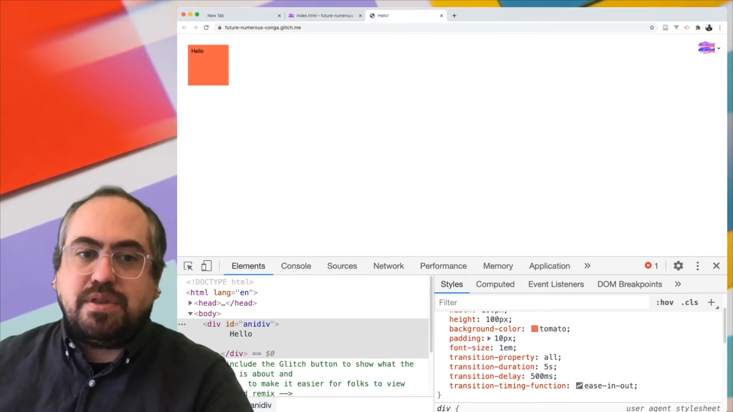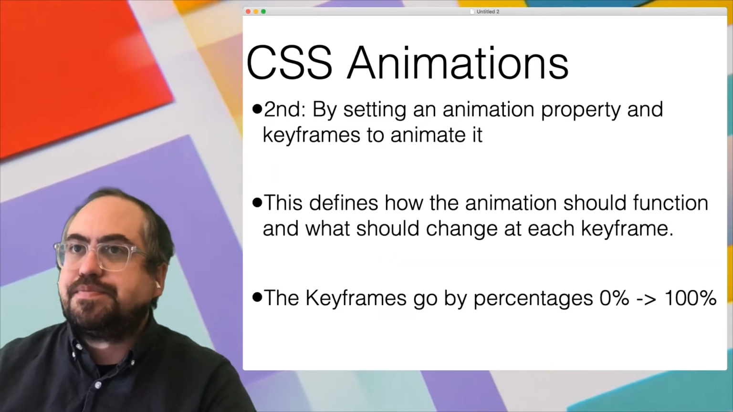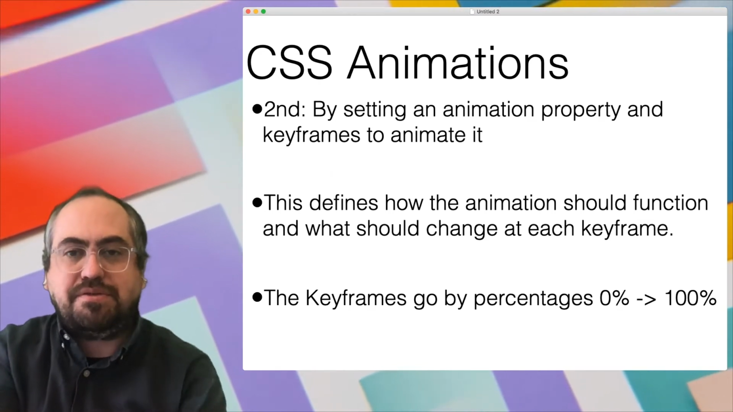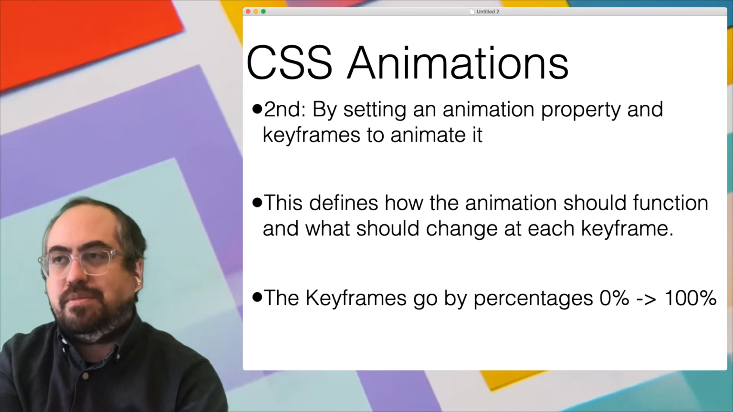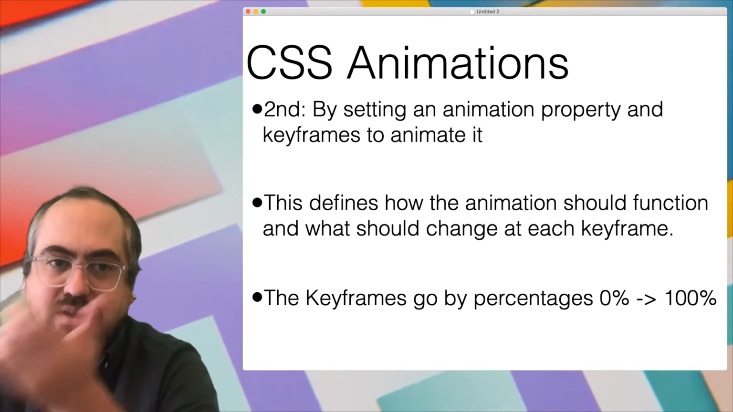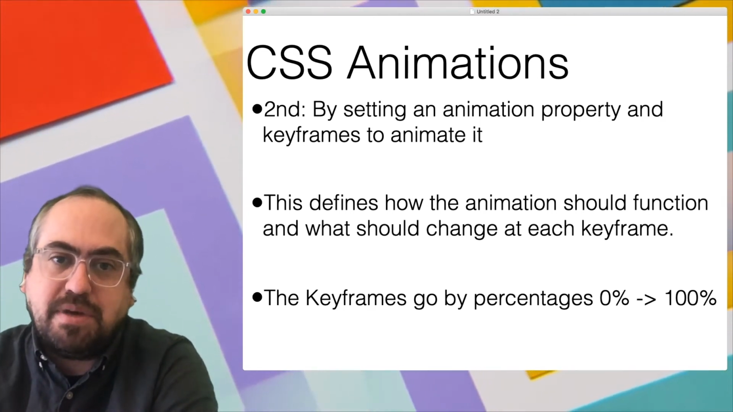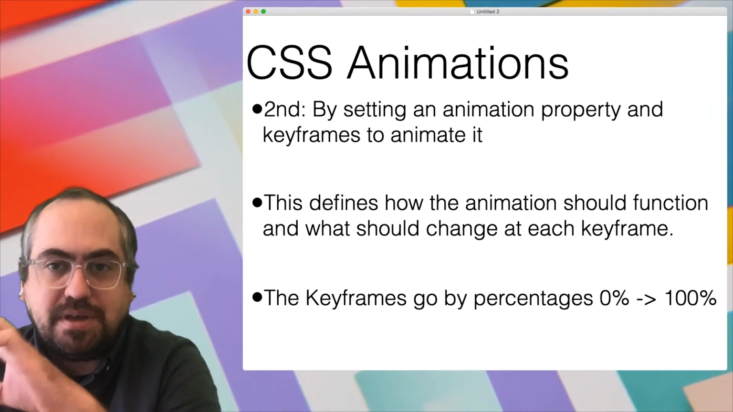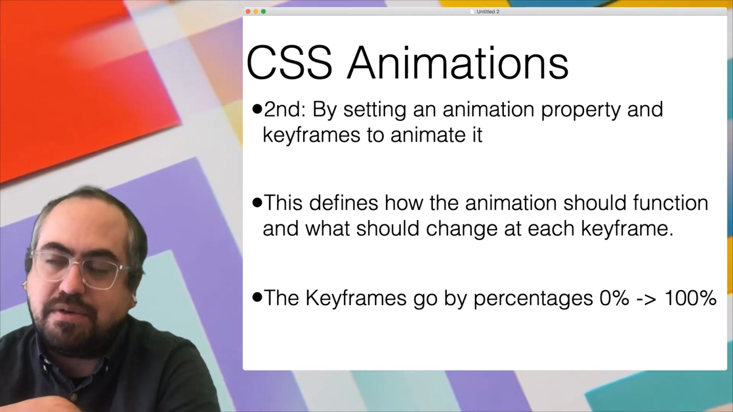So that's one way of doing this, right? And the other one is by doing specific animation keyframes. When you think about traditional animation, this is something that would seem more familiar. And so basically you're setting an animation property and then you're defining the keyframes that should happen at each percentage of the animation. And so you could say, okay, at the very beginning I want it to be this color, then by 50% I want it to be this color, and then by the end I want it to be a totally different color.